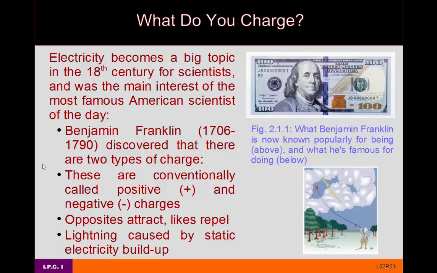And the basic rule that governs the force between these two charges is that like charges repel and opposite charges attract. So that means that if you have a positively charged object and a second positively charged object, they should repel. If you have a negatively charged object and a negatively charged object, they should repel, but if you have one positively charged and one negatively charged object, they should attract. And another thing that they eventually discovered was that lightning is ultimately caused by static electricity building up and discharging.